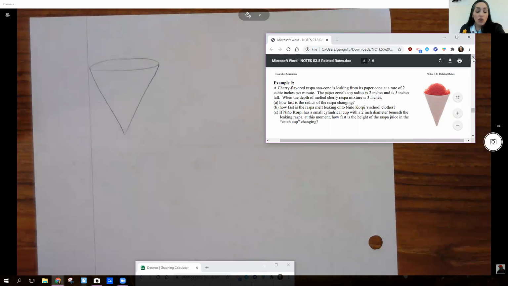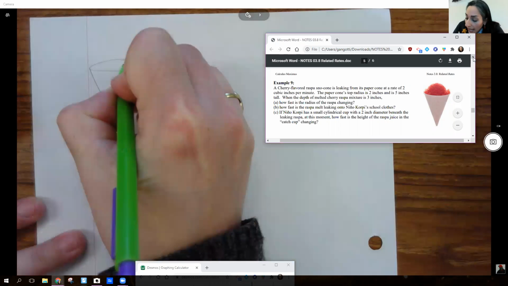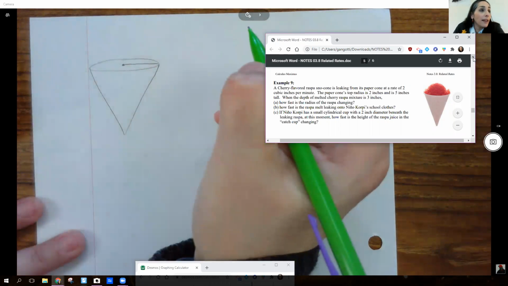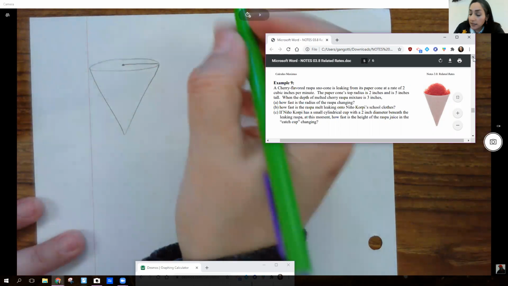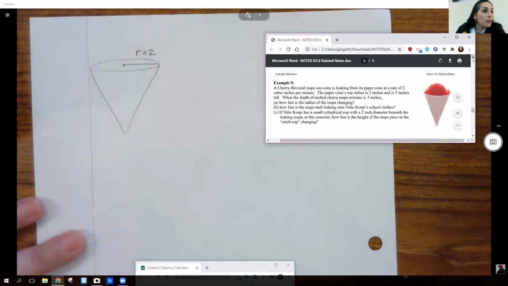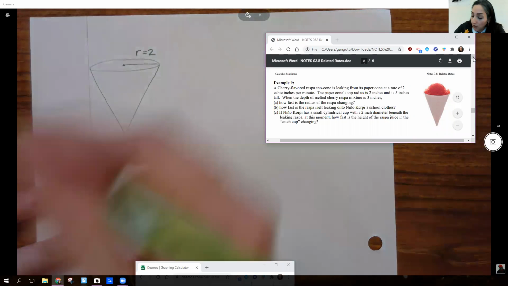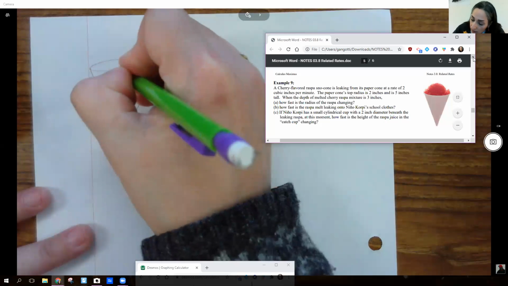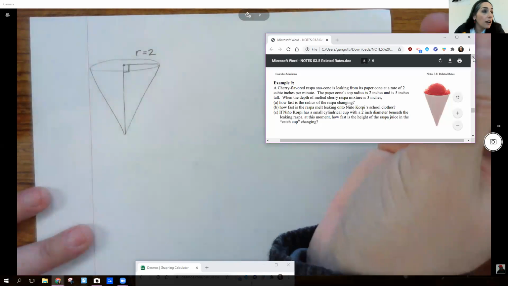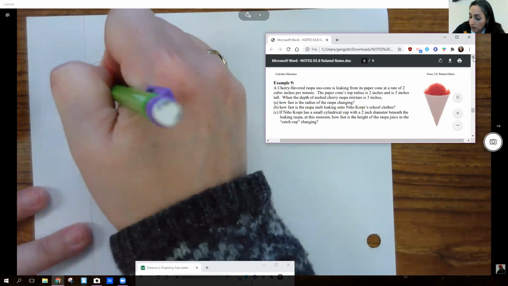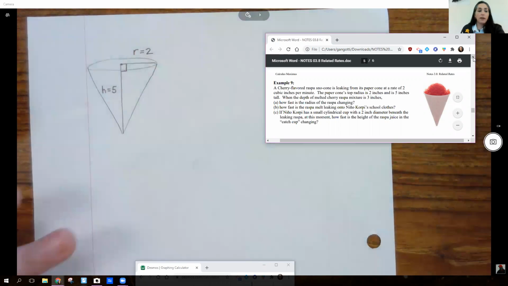Okay, anyway. So we know that the paper cone has a 2-inch, no, I'm sorry. The paper cone's top radius is 2 inches. So this R is 2. And we also know that the paper cone has a height of 5. Okay.